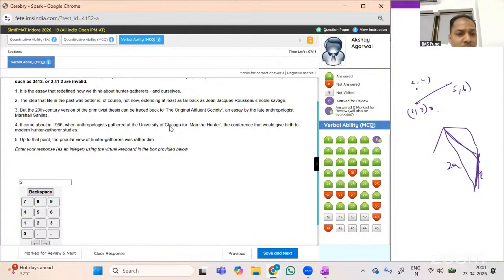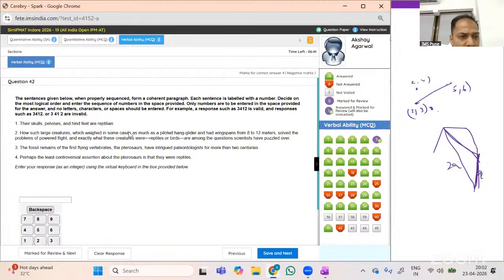So let me twist. I think 243 5 and 1 should be the order. 243 5 and 1, but up to that point the popular view of hunter gatherers was rather dim. It is the essay that redefined how we think about the hunter gatherers and ourselves. I'm not sure, but yes.